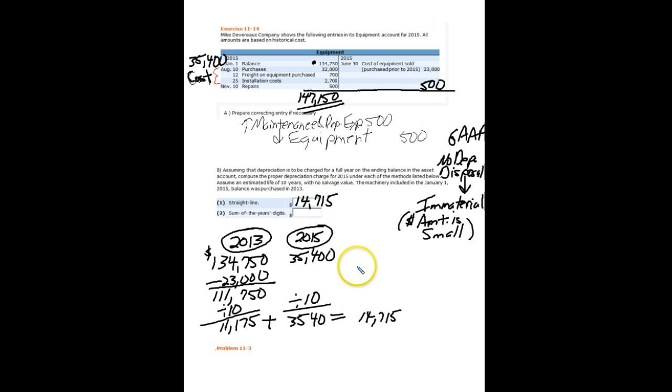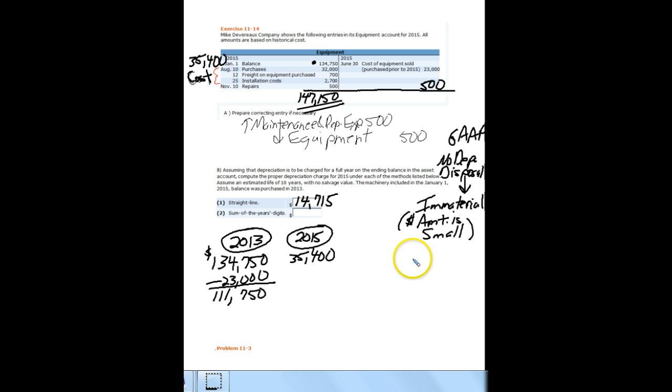Okay, and I'm going to go erase all of this so I can come back and do the sum of the year's digits. So I'm going to pause and I'll be right back. Okay, I'm back. So we still have the same scenario. We have of our balance $147,150. $111,750 is from merchandise purchased in 2013. $35,400 was purchased in 2015.